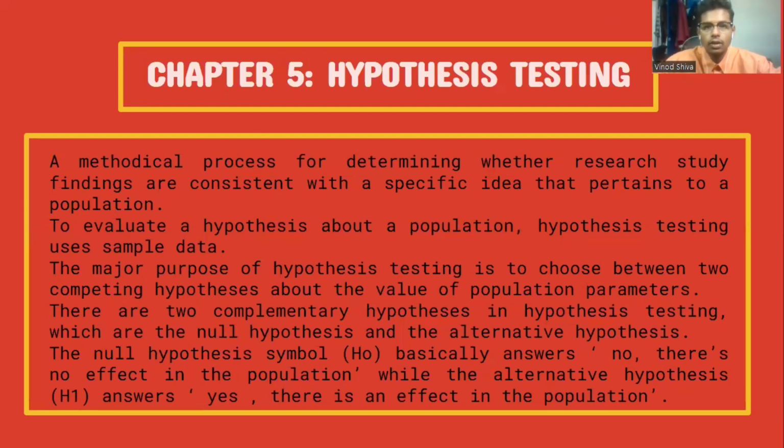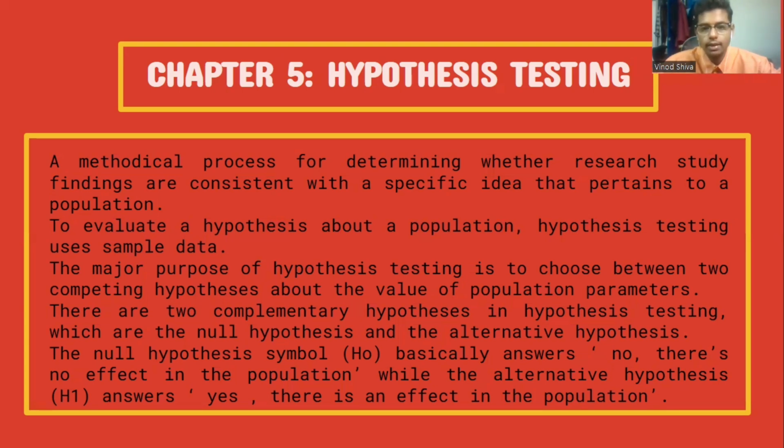Hi, doctor. The following chapter will be presented by me. Chapter 5 is hypothesis testing. It is a methodical process for determining whether research study findings are consistent with a specific idea that pertains to a population. To evaluate a hypothesis about a population, hypothesis testing uses sample data. The major purpose of hypothesis testing is to choose between two competing hypotheses about the value of population parameters.